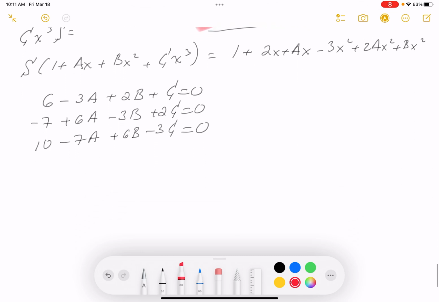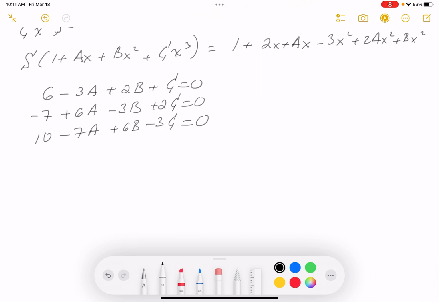All right, so I'm going to write this a little bit differently. Let's go over here and write this down, because it's more difficult. It's not like a 2 by 2, it's a 3 by 3. So I'm going to write it as 3a minus 2b minus c is equal to 6. I'm going to write this one as 6a minus 3b plus 2c is equal to 7. And this one as 7a minus 6b plus 3c is equal to 10.